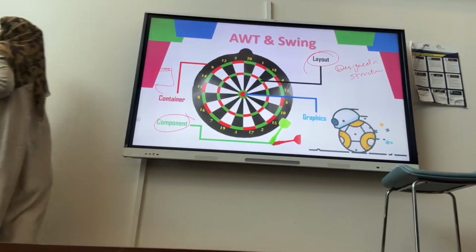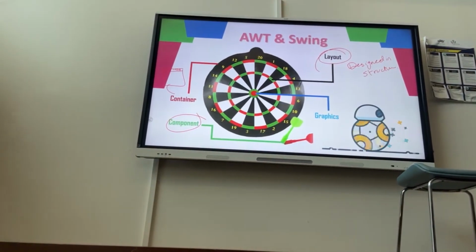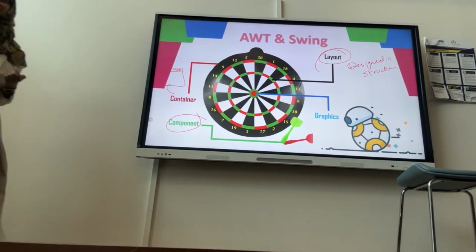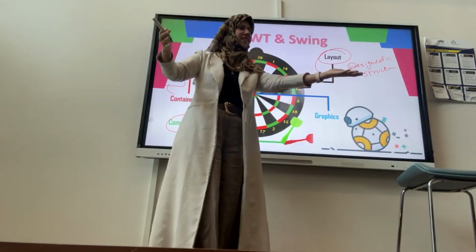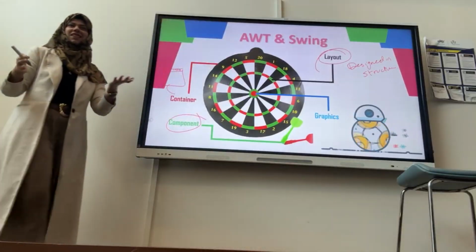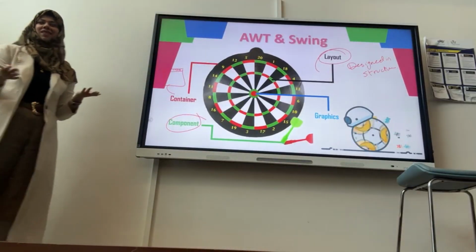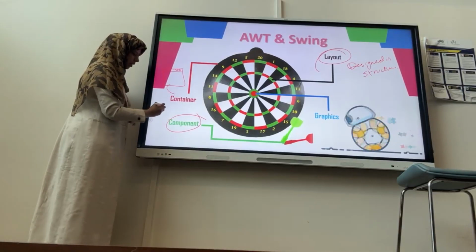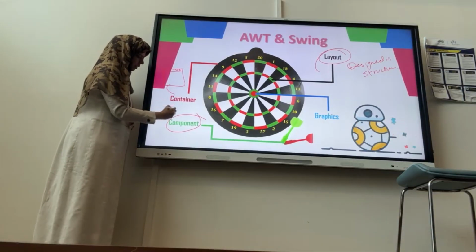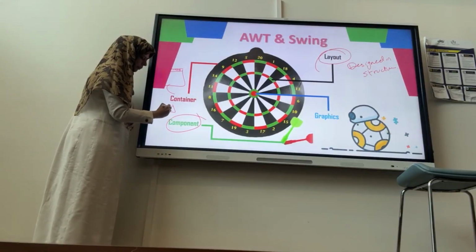Then comes the component. What is the component? So what do we interact with? Buttons. Text. Thank you. What else? Images. Videos. All individual elements. And a simple example is a button, right?